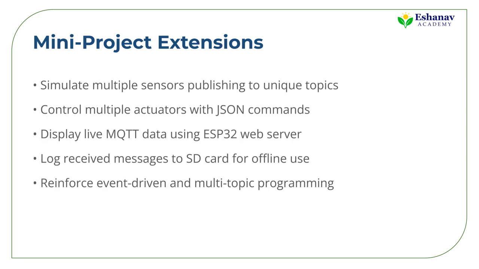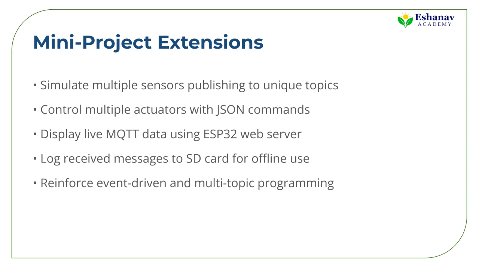Once you've mastered the basics, it's time to extend your MQTT project. Start by simulating multiple sensors, temperature, humidity, and light, each publishing to its own topic. Then, expand your subscriber logic so the ESP32 can respond to multiple actuators. For instance, a JSON message like device, pump, state, on can control a relay, while another message toggles a fan. For visualization, integrate a lightweight web server on the ESP32 to display real-time sensor data in a browser.